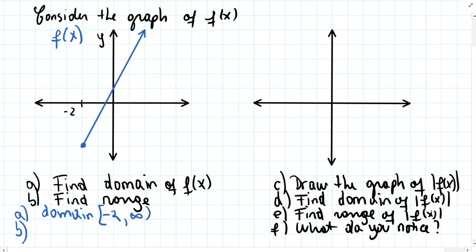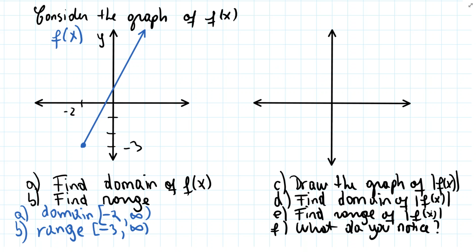Now what about the range of the function? So the range is all the possible y values. So you notice that my y values start at, it looks like -3. And they go all the way up. So I have -3 here, -2 here, -1, and then I have 0, 1, 2, and so forth, right? So the range is going to be -3 to infinity.